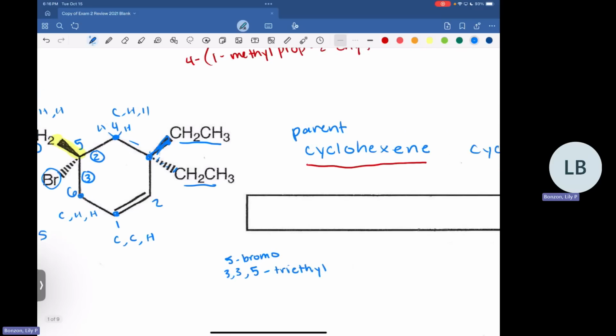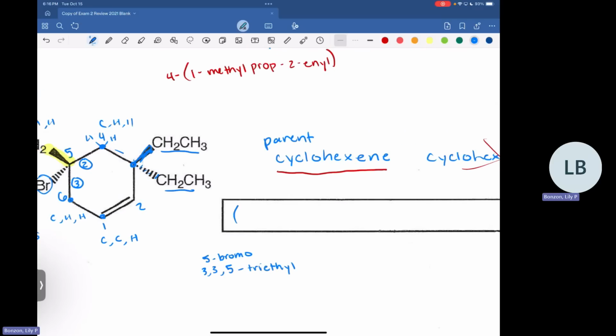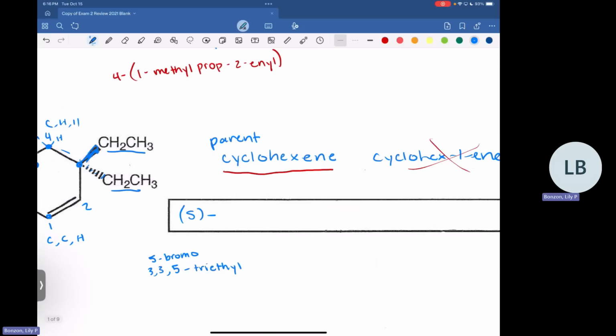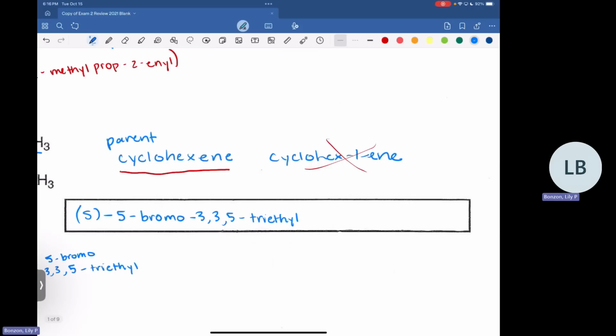And so now I just have to put it all together. Since we just have one, you can do just the letter. So we have S, and then our alphabetical order for substituents. So 5-bromo, 3,3,5-triethyl, and then cyclohexene.